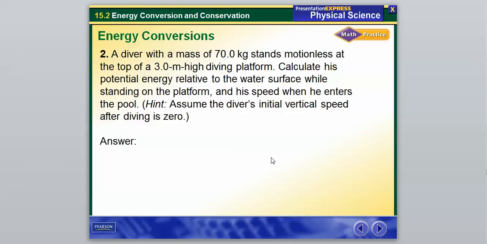Our next one, a diver with a mass of 70 kilograms stands motionless at the top of a 3-meter high diving platform. Calculate his potential energy relative to the water surface while he's standing on the platform and his speed when he enters the pool. So you can assume that the diver's initial vertical speed after diving is 0. So you're going to have two things you need to know here: his potential energy while he's standing on the platform and his speed when he enters the pool.